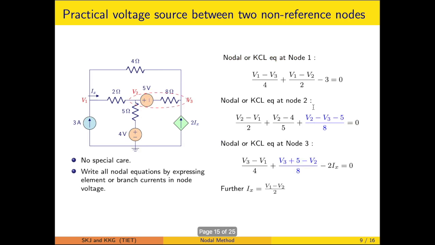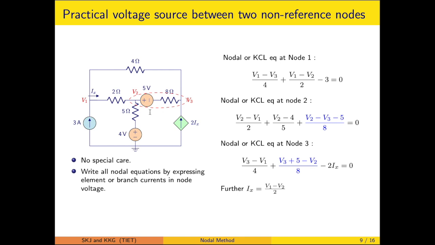Now the next case is the practical voltage source between two non-reference nodes. Here we take the same circuit with a modification. Say the two non-reference nodes are node 3 and node 2. There is a practical voltage source having 5 volt as a supply and 8 ohm as an internal resistance connected. This is connected to the third node, and this is also connected to the second node. So these two equations are going to be modified.